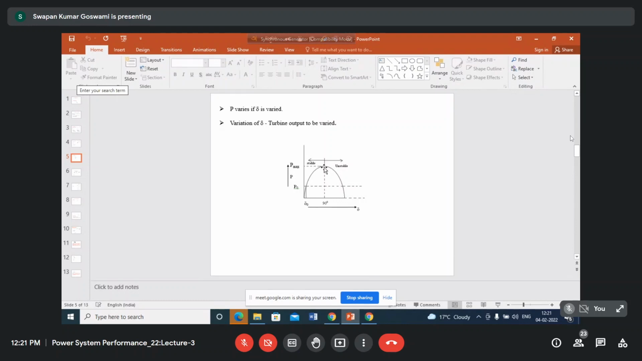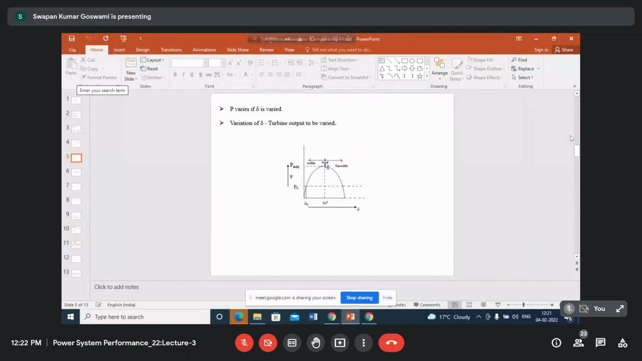Now assume that the generator is operating at this point, delta equal to 90 degrees. And say somehow we have increased the power input to the generator by opening the position of the steam valve further. Say it is made somewhere here. The input is somewhat more than the power output, which is the maximum power output. Now what will happen? If the input is more than this point, then obviously the machine speed will increase further. But now note the difference.